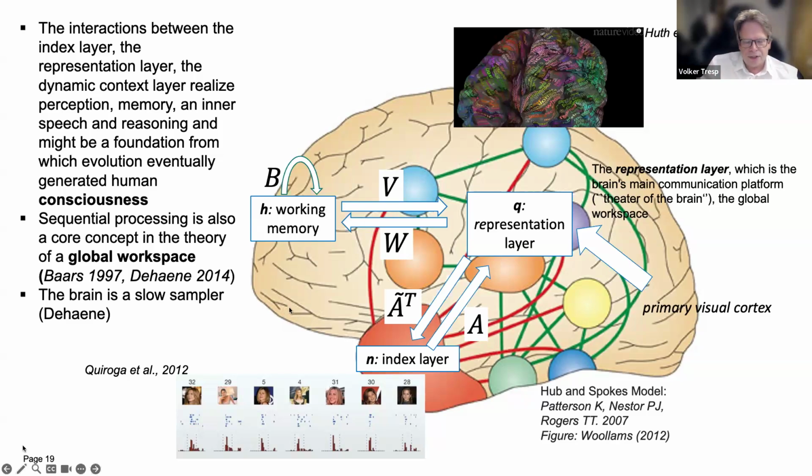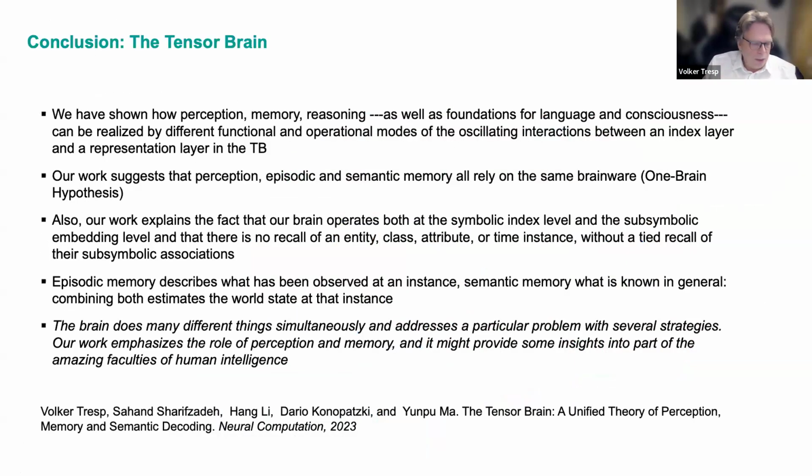And also interestingly, Dehaene argues that the brain is a slow sampler. Now you might have noticed that we always have the serial sampling process going on, which slows down things. But language is a serial thing, so maybe it's not so strange for the brain to have also a serial bottleneck somewhere. So in conclusion, I think time is running up.